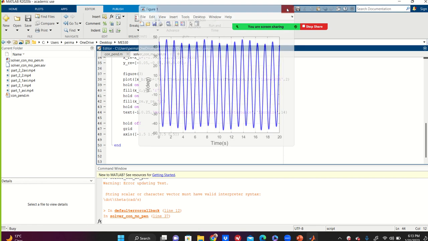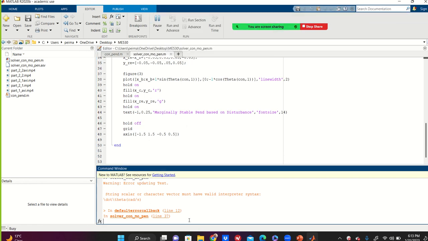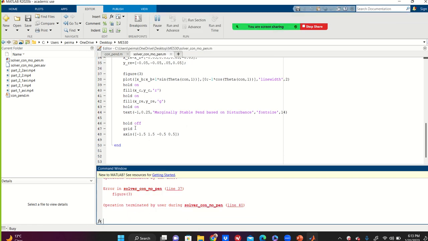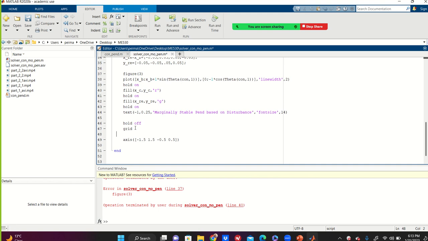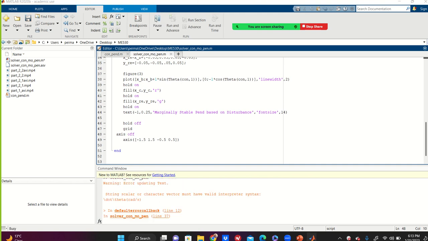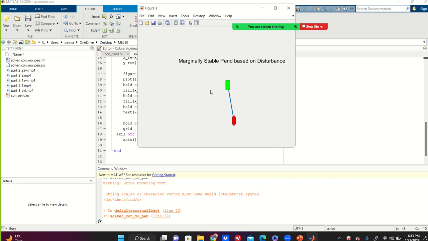I'm not sure, because I did this 12 years ago when I was a PhD student. Let me try this. You can say access off. There's a command that shows you. You see? Now it's exactly like a movie that you make. Okay. Interesting, right?